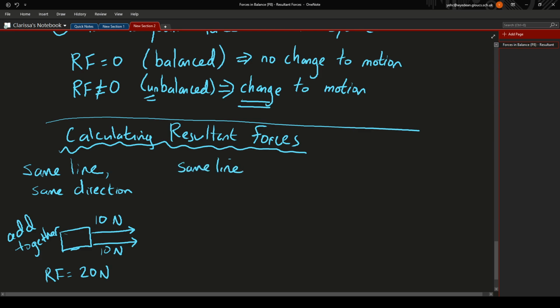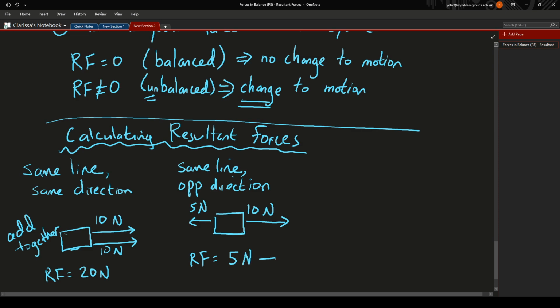But if they're in opposite directions, you do a takeaway, because you have to consider that they've done a little bit of cancelling. So if we had 10 newtons, 5 newtons this way, the resultant force is going to be 5 newtons to the right.